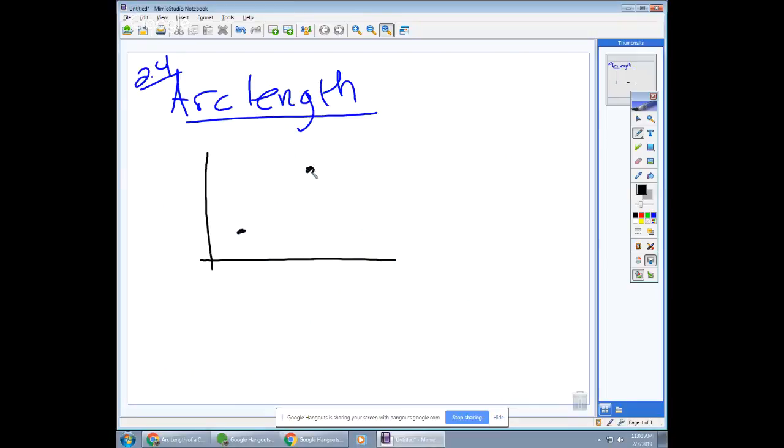So if you have 2 points and you want to find the distance between them, what do you do? y2 minus y1 over x2 minus x1. That would be slope, but that's the right idea. Bottom line is you just use the Pythagorean theorem.